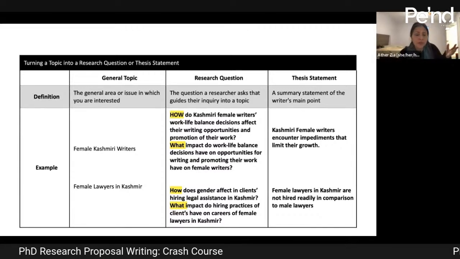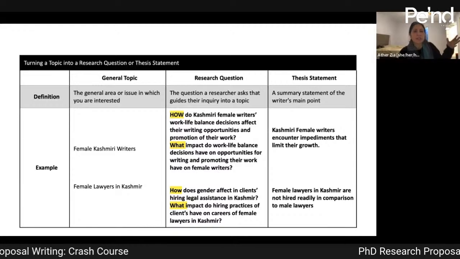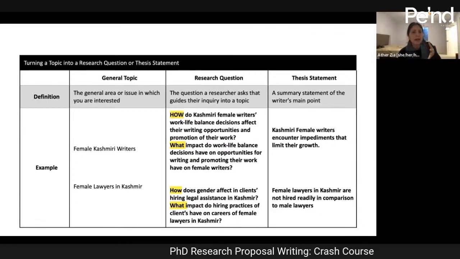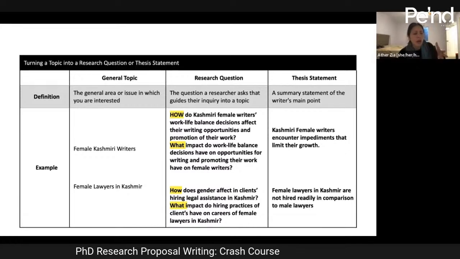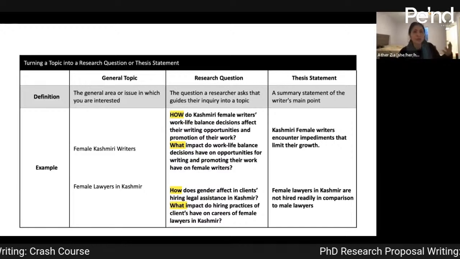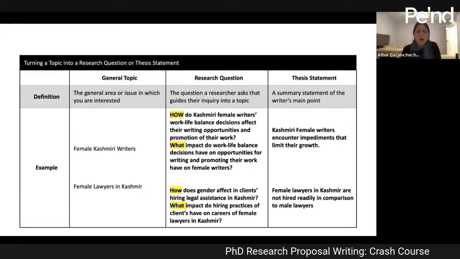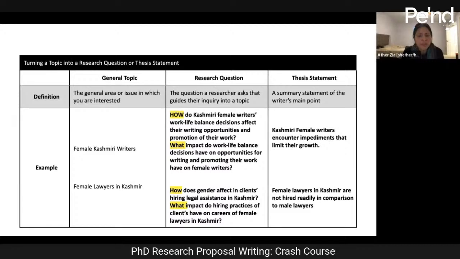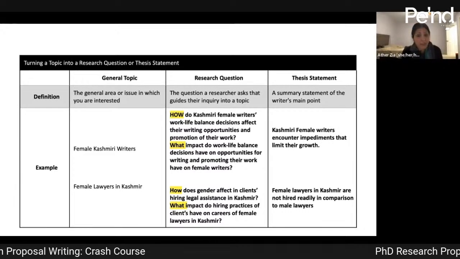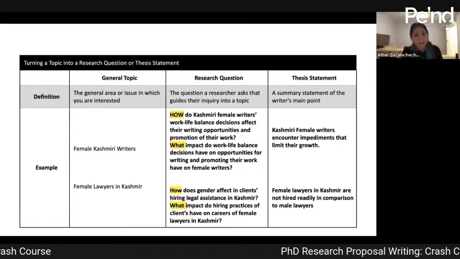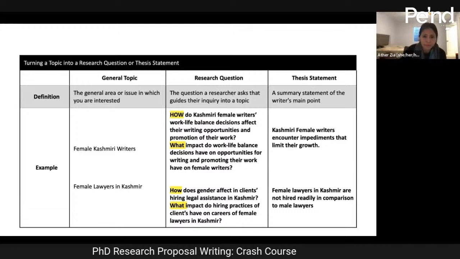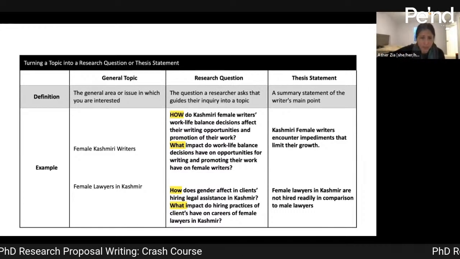So the research question could be something like, I'm not interested in the writing. I'm interested in the sociological aspect of it. Say I'm an anthropologist or I'm a sociologist. I'm not a literature student. So I'm going to be looking at the sociological aspect, the anthropological aspect. So I might ask, how do Kashmiri female writers' work-life balance decisions affect their writing opportunities and promotion of their work? So note that I use the word how, there's no why. And I'll tell you in a little bit what that means.